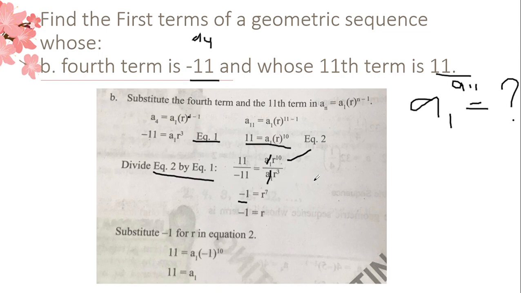So, di ba, if ma-recall niyo sa mga basic math, na ato i-minus ang ilang exponent if they have the same variable. So, since they have the same variable na r, we will just have to copy r, and then 10 minus 3, that is 7. So, we have negative 1 is equal to r to the power of 7.